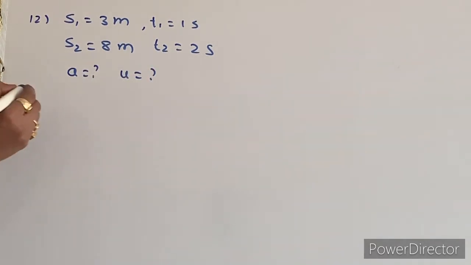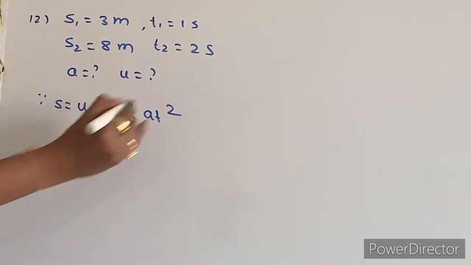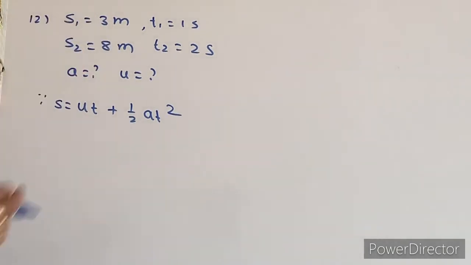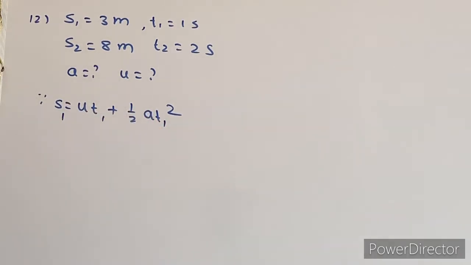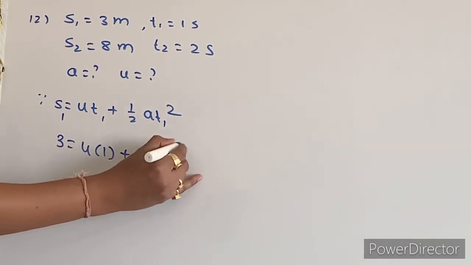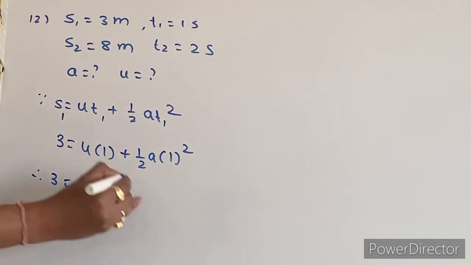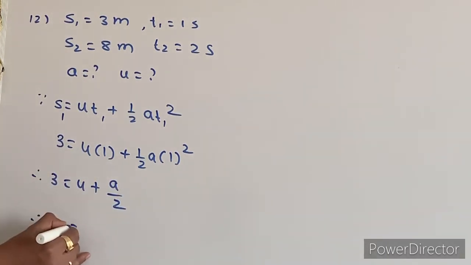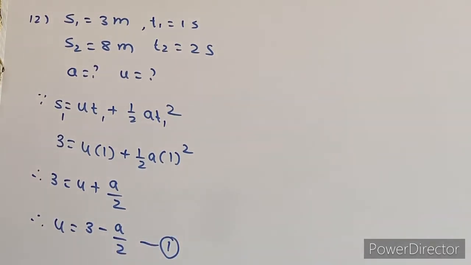So I am using s is equal to ut plus half at square. Now in the first case, I am writing S1 equals u t1 plus half a t1 square. So S1 is 3, this is u into t1 which is 1, plus half a into 1 the whole square. So this comes out to be 3 is equal to u plus a upon 2. So I can write u is equal to 3 minus a upon 2. This is equation number 1.